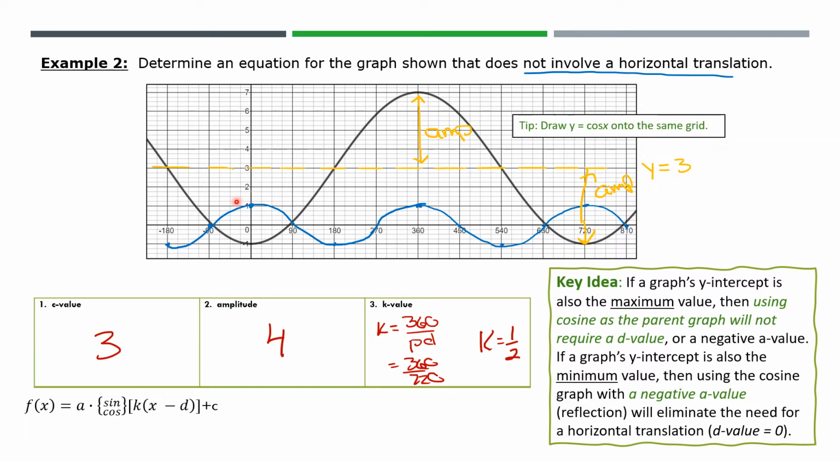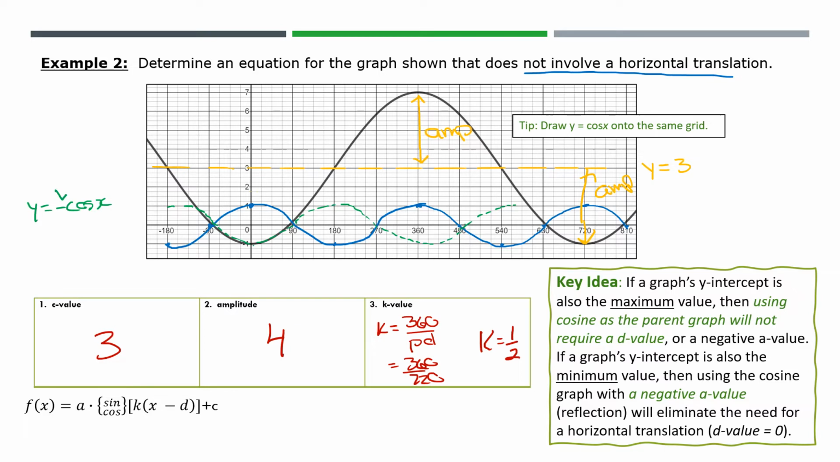So the parent graph of cosine has a maximum right here. If all I wanted to write was the equation y equals negative cos x, that would take the blue one and take every part of it and give it a vertical flip like this. This would be negative cos x. Okay, stop there. So that's negative cos x.